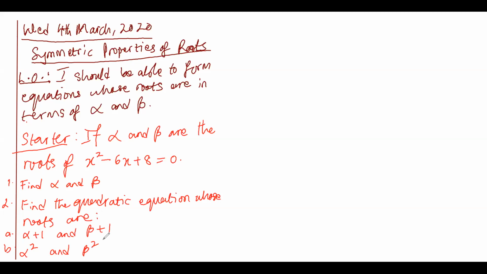I believe we still remember how to find an equation from given roots. Can you guys confirm that, please? Yes. So I want you to attempt this starter. I give you 5 minutes. Just be fast with it.